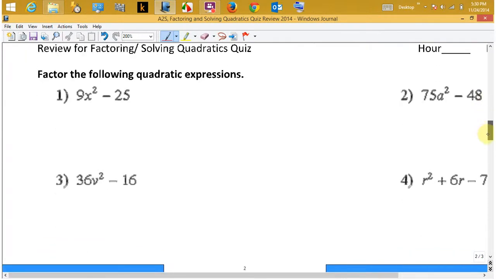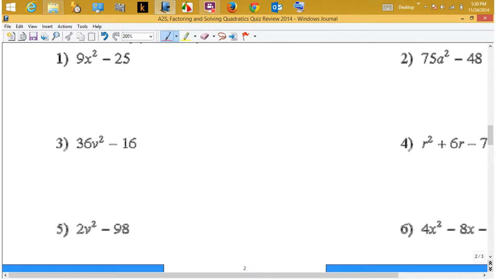Okay, so for the first one, they're factoring. I'm going to have to leave the factors. So if I look at this, there's no x term, it's a difference of squares. So the square root of 9 is 3. The square root of x squared is x, minus the square root of 25 is 5. Then it would be 3x plus 5.